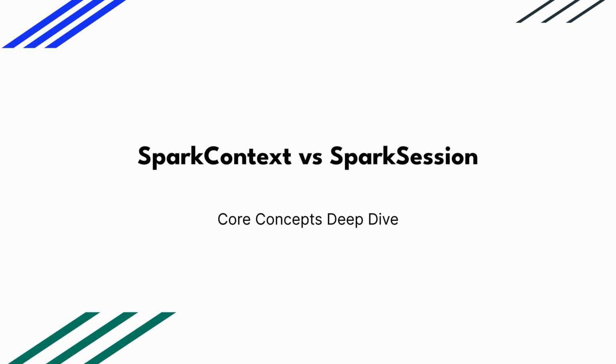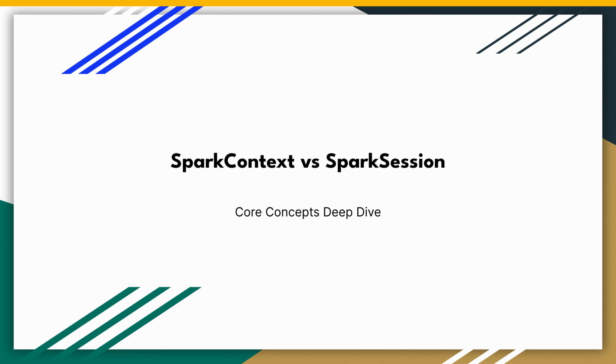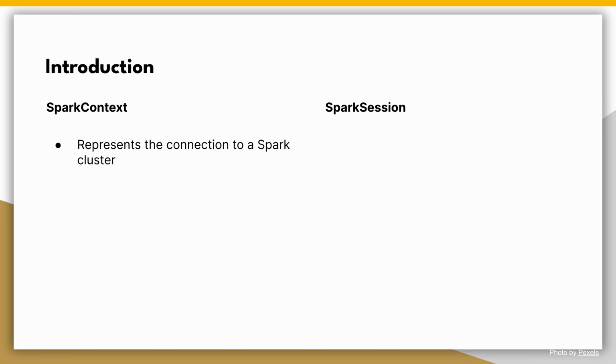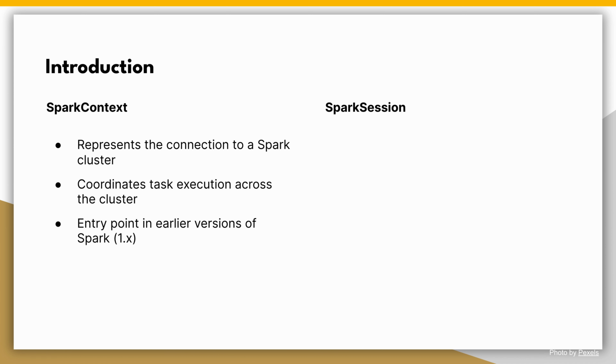In this video, we are diving into the concepts of SparkContext, SparkSession, and their differences. Let's get started. Before we delve into the differences, let's understand the individual purposes of SparkContext and SparkSession. The SparkContext represents the connection to a Spark cluster. It acts as the coordinator, responsible for task execution across the cluster. It was the primary entry point for Spark functionality in earlier versions, such as Spark 1.x.